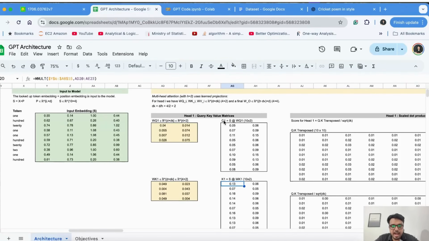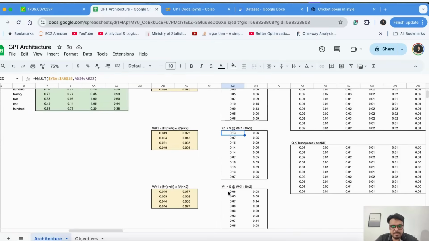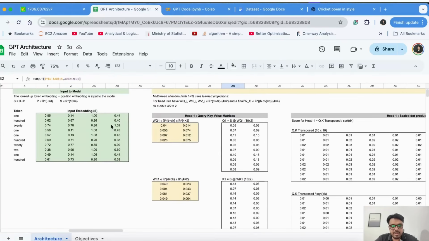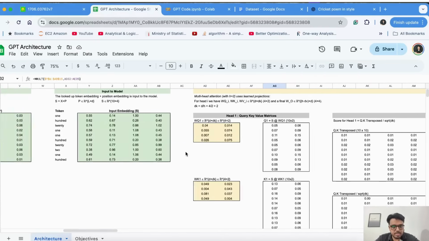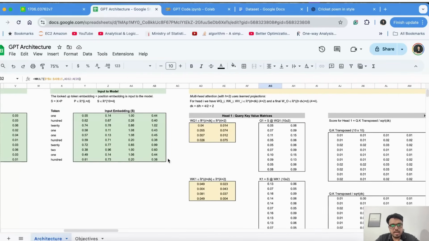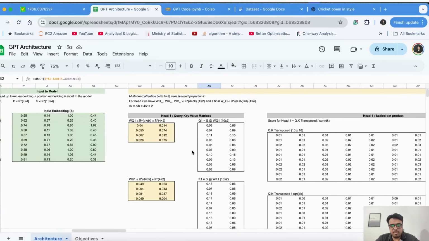Now once we have Q1, K1 and V1, which is effectively a matrix multiplication of the input embeddings and each of the weight matrices that we have defined. Again, the reason I have color coded these weight matrices is because these are learnable parameters that will be trained and updated during the training process. So the ones that are in color coded formats are the parameters that will get trained.